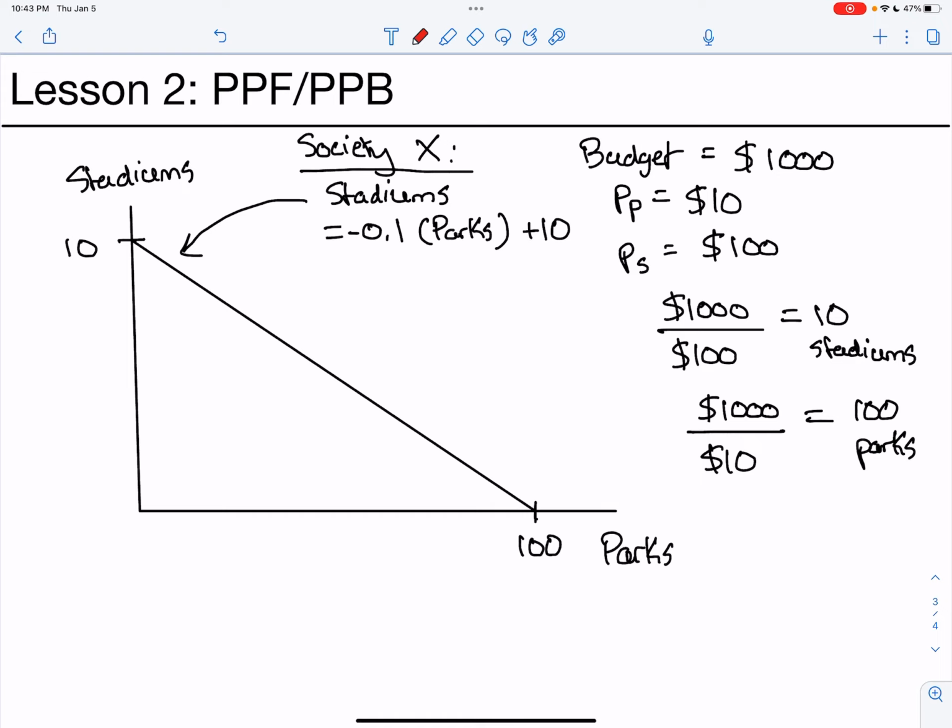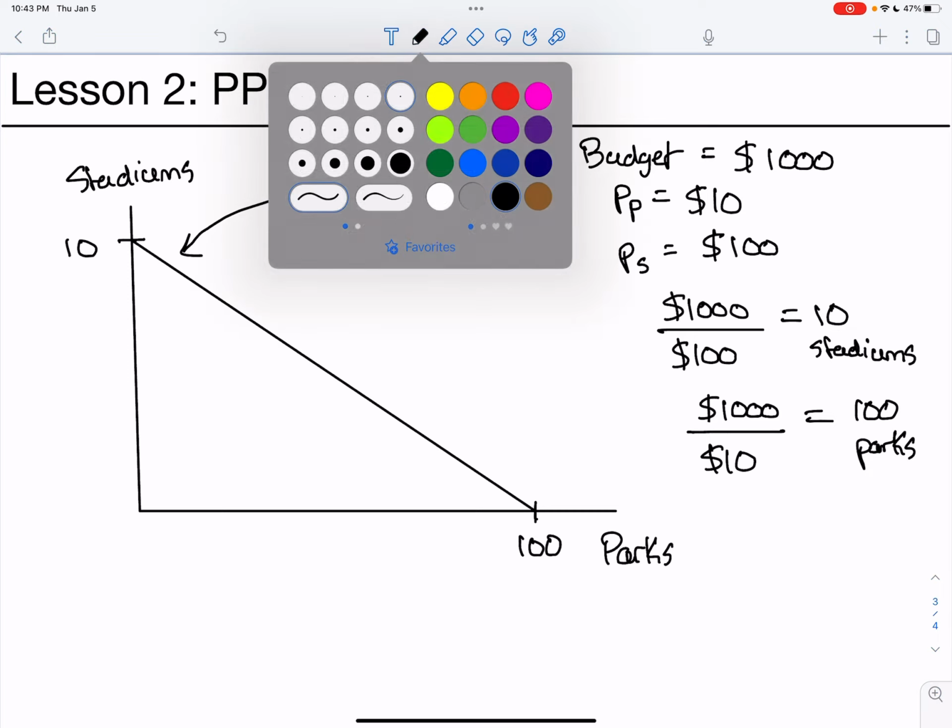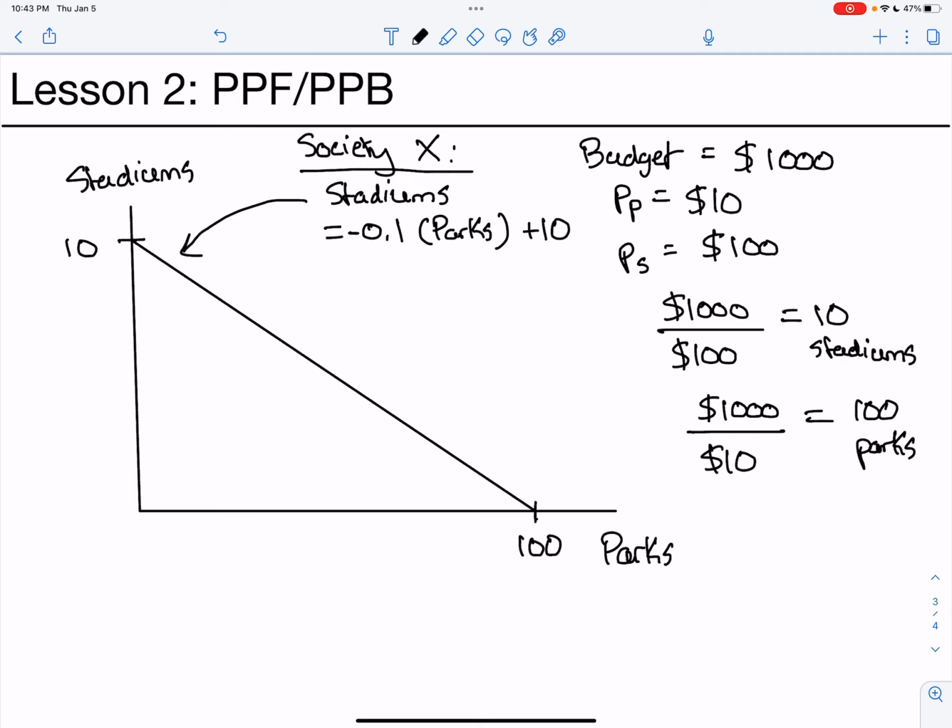Okay, now let's talk about the point of this video, which is how the PPF or PPB actually illustrates opportunity cost and scarcity. All right, so firstly, opportunity cost. Well, I think it was implied by what I just said. More parks equals fewer stadiums, and more stadiums equals fewer parks. The society has to give up one thing to get more of the other. In other words, there's an opportunity cost of investing in stadiums. And that opportunity cost is some number of parks.